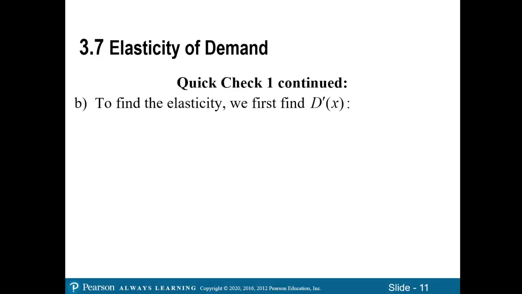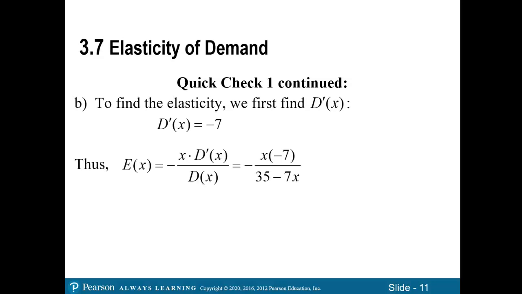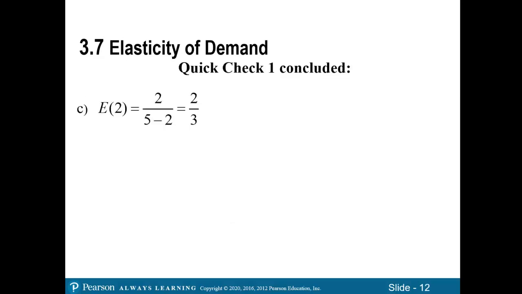People are not going to buy it. All right, to find the elasticity, we first need to find your derivative, which would be negative 7. Then your formula, negative x times d prime over d. So negative x times the negative 7 divided by the original function d. Clean that up, gives you 7x, and then on the bottom you could factor out 7. So the 7s would cancel, leaving x over 5 minus x. So then it said evaluate at 2. So when I plug in a 2 to that elasticity function, I get 2/3.